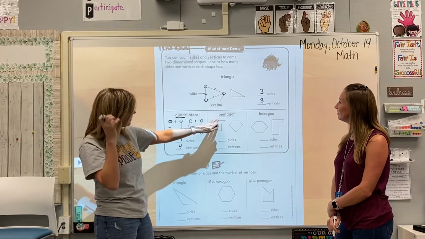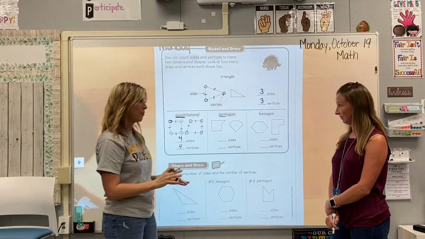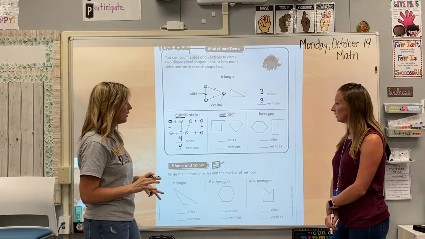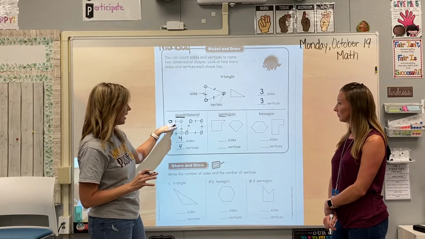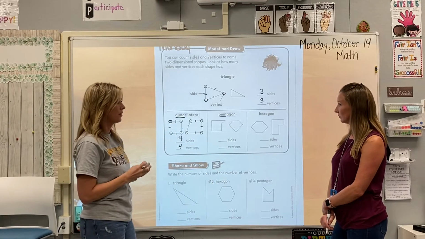So the next one says Pentagon. We'll get into what pent means in just a moment. First thing we're going to do is count the sides. So like I just did, I would like for you to count the sides of each of these shapes and write it down here once you have it done.